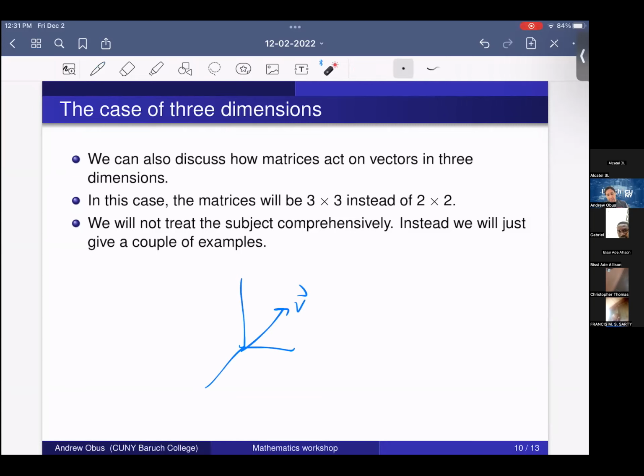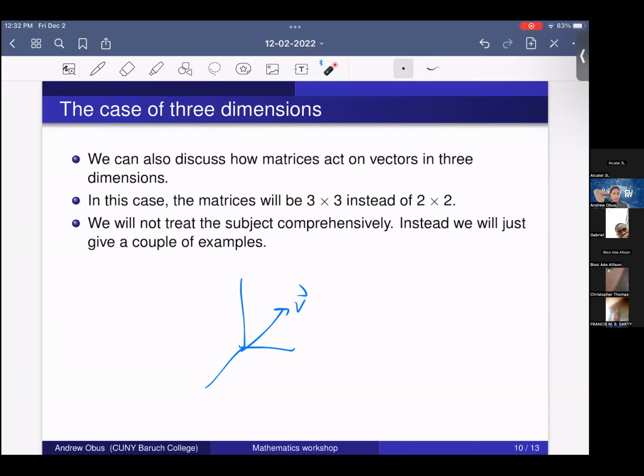So in this case, we're going to have to use 3x3 matrices instead of 2x2 matrices to do these reflections. And the geometry of these linear transformations in 3 dimensions, so reflections and rotations, is a lot more complicated than in 2 dimensions. So we're not going to do it comprehensively or completely, but we will do a few examples. We're going to talk about how to use 3x3 matrices to do reflections and rotations in 3 dimensions, at least in a couple of examples. That's what we're going to do next time.